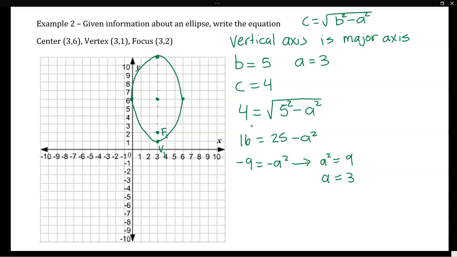Now again, Mr. Martin can't draw, but that's it. So now we have enough information to write our equation. It's going to be x minus 3 squared divided by a squared, which is going to be 9, plus y minus 6 squared divided by b squared, which is going to be 25, and that's going to equal 1. So all of that we used to write our equation, and we also drew the ellipse because we had the graph.